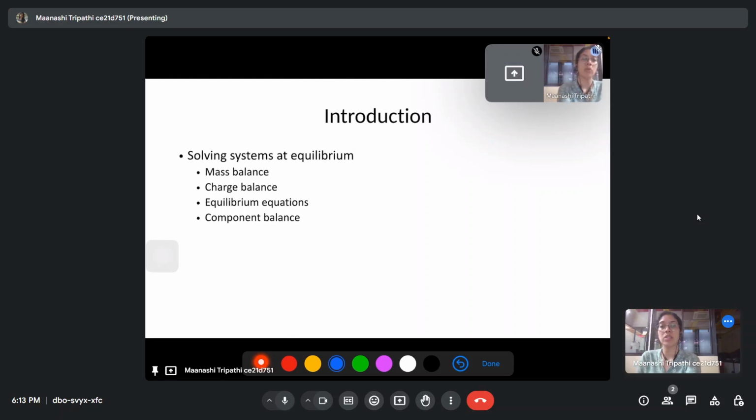So how do these equations come? Either we use the mass balance concept or the charge balance concept. In most cases we use mass balance because charge balance is not relevant in many cases. That's why mass balance is mostly used. If the number of unknowns is still more than the number of mass balance equations, we go to equilibrium equations. The fourth concept is component balance. In this lecture, most of the time we will focus on component balance.